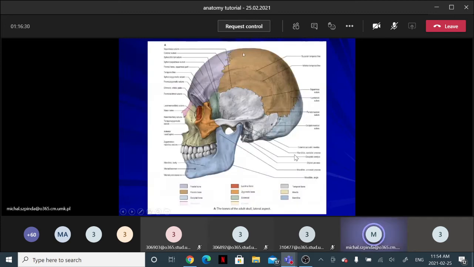The lateral aspect, or norma lateralis. The posterior part of the skull is composed of the neurocranium, and the anterior inferior part suspended from the neurocranium is the viscerocranium.